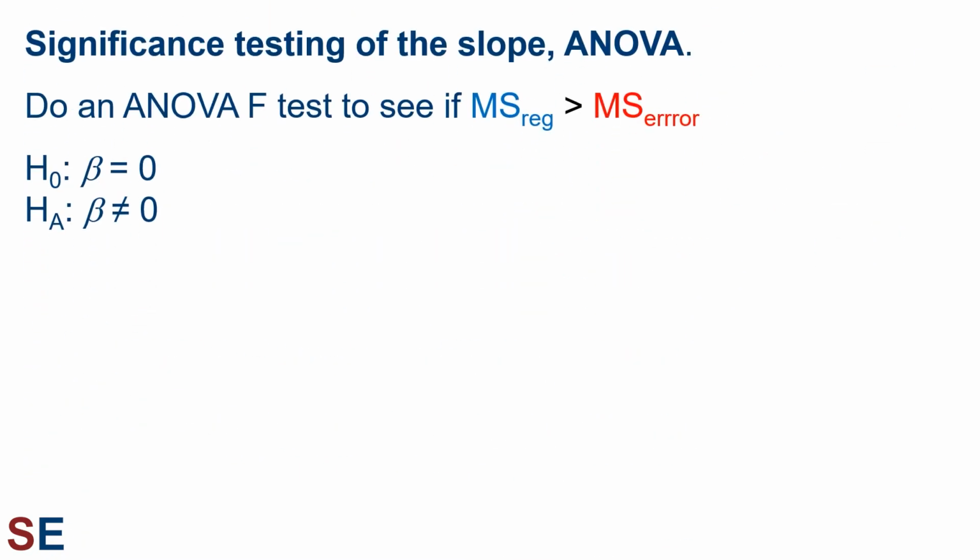Once we have these values, we just need to perform an ANOVA F-test to see if the mean sums regression is significantly larger than the mean sums error. Our null hypothesis is that the slope of the population is equal to 0. The alternative hypothesis is that the slope of the population is not equal to 0.